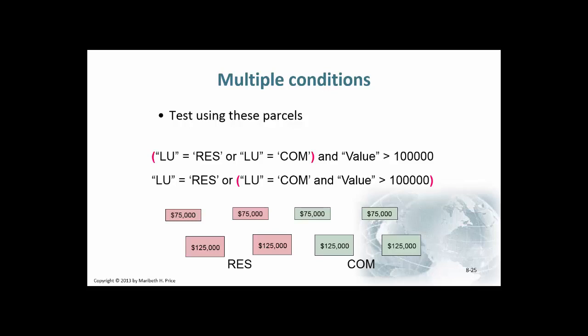In this example, the rectangles below represent parcels of land. Their value is noted, and the pink ones are residential while the green ones are commercial. Looking at the first query, which parcels are selected? The four large rectangles along the bottom are those over 100,000. What about the second statement? The two large bottom green rectangles are selected by the conditions inside the parentheses, and all the pink rectangles are selected by the OR LU equals RES statement.